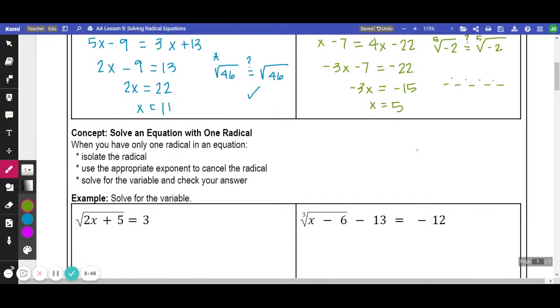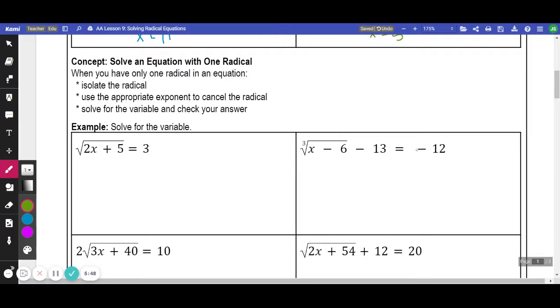Okay, so the second type of problem is to solve an equation that only has one radical in it. And this is where it's a lot more like the exponential and the logarithm equations that we were solving before, in that we follow those same steps. Remember that the first step is always to isolate the thing, whether it's an exponent or a log or a radical. You want to get that thing on that side all by itself. So anything else we would move to the other side.